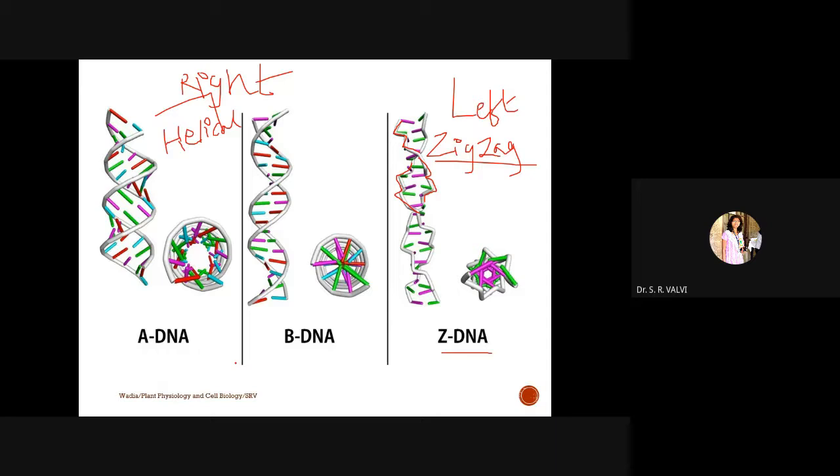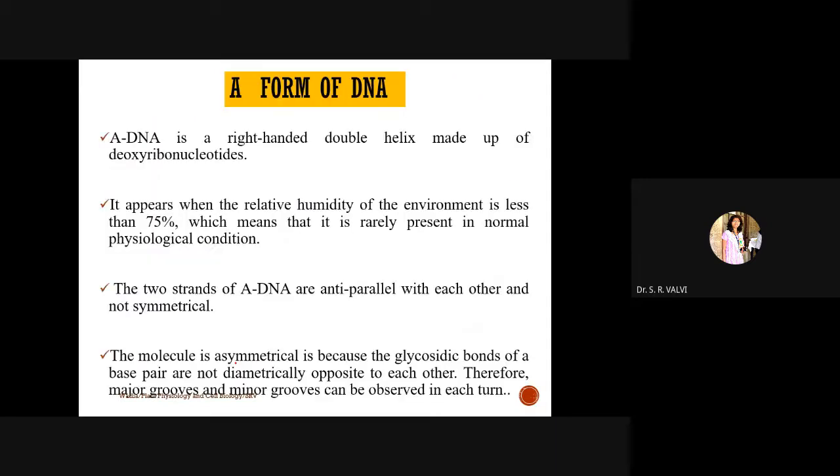Next, coming to the explanation of each of these DNAs. Now see here, A form of DNA. A DNA is right handed, just as I have explained, and it is made up of deoxyribonucleotides. Okay, what is it made up of? Deoxyribonucleotide.